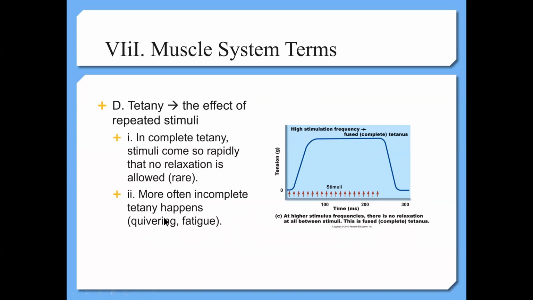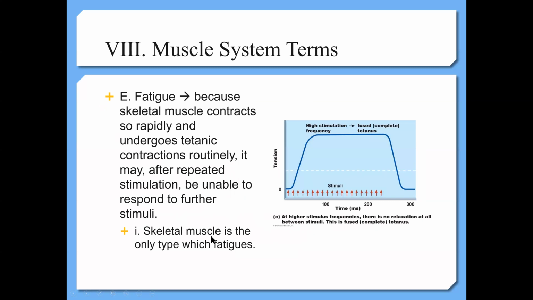But you can get the muscle to quiver if you were doing the leg extension machine and you did it to exhaustion. This is an example of tetany. We've applied multiple stimuli and we've summed these stimuli up till we've gotten up to this contraction. Because skeletal muscle contracts so rapidly, it can undergo tetanic contraction routinely. It may not be able to respond any further.